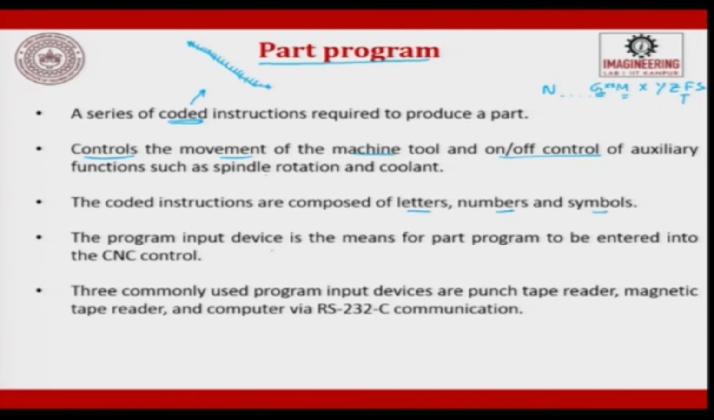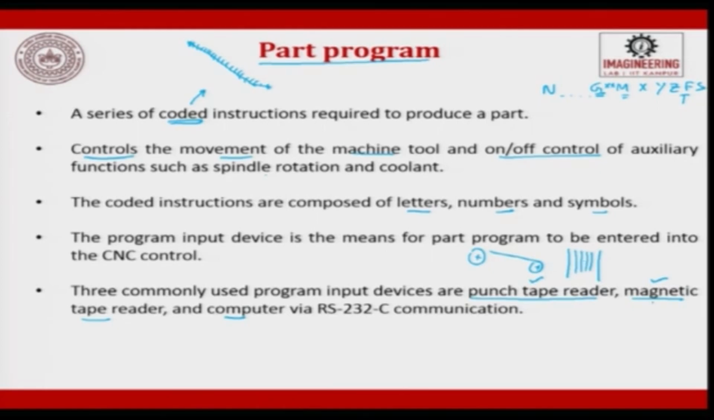The program input device is the means by which the part program is entered into the CNC controller. The part program has to be entered. Three commonly used program input devices are the punch tape reader, the magnetic tape reader, and the computer. So, these two are getting outdated. A big tape was used and it used to roll from one end to the other. When you look at a tape, you will have several tracks. Each track had a function.